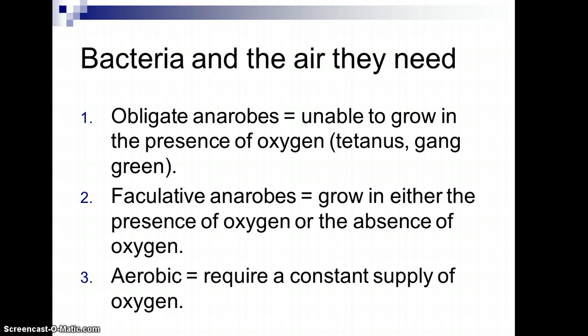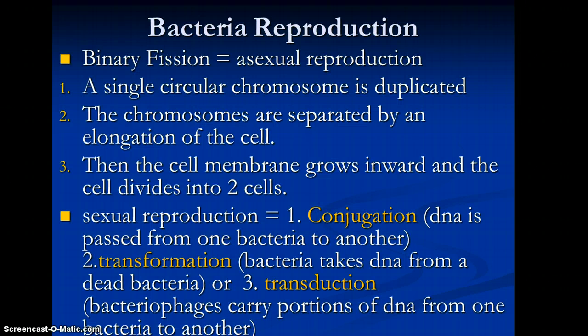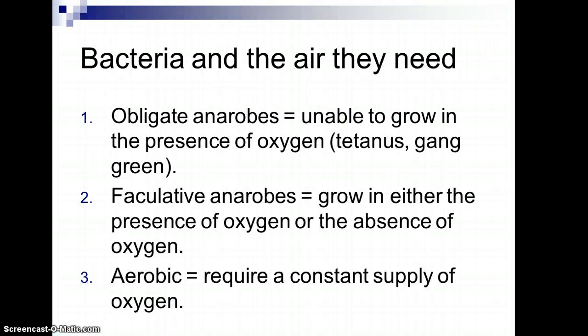Bacteria and the air they need. Some bacteria need oxygen, some don't. Some can't live in the presence of oxygen. So there's the obligate anaerobes. They are obligated. They have to be anaerobic. They're unable to grow in the presence of oxygen. Oxygen kills them. Tetanus and gangrene are two examples. Anaerobic means no oxygen.